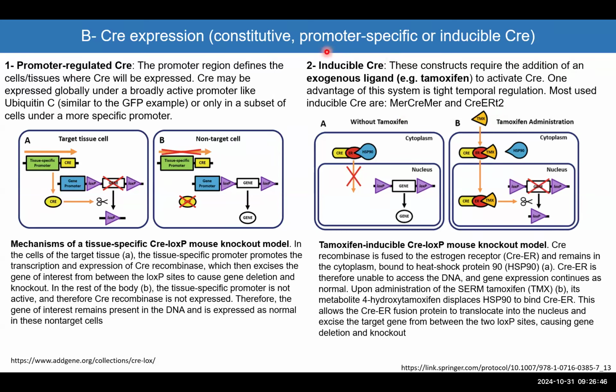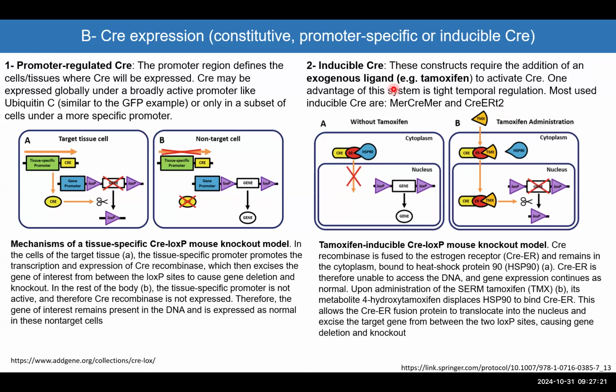So in the inducible CREs, again, you can still use a tissue-specific promoter. Like you can still produce this CRE only in the pancreas, in the beta cells of the pancreas, because you are using the insulin promoter. But the modification is that it's not only a CRE, it's a Mer-Cre-Mer or a CRE-ERT2. And I will describe what those are in the next slide.